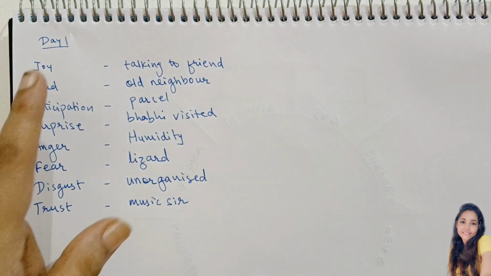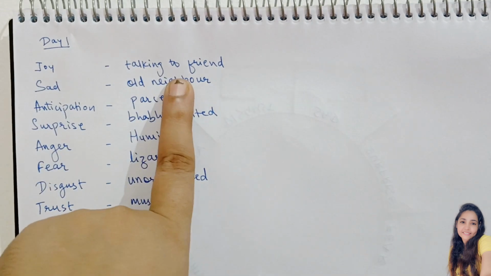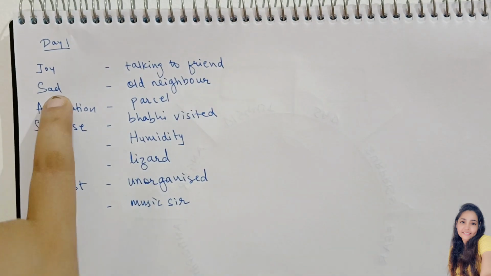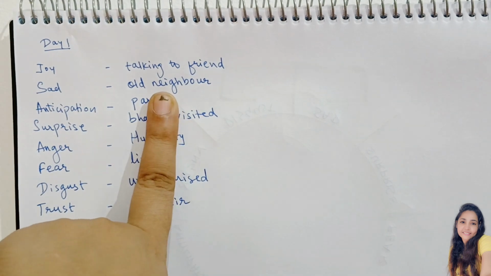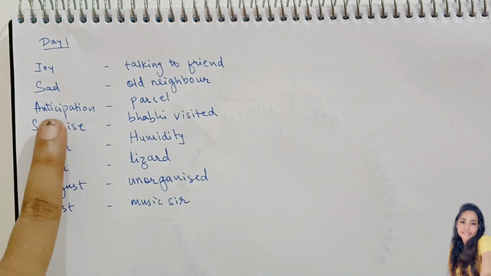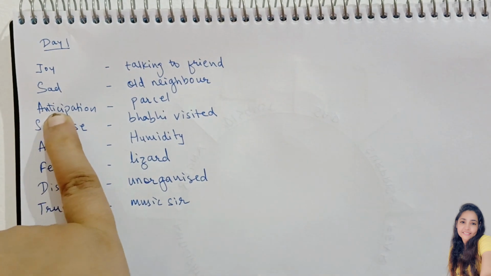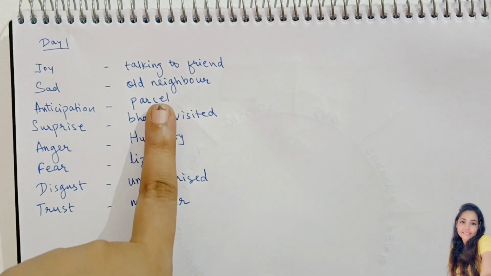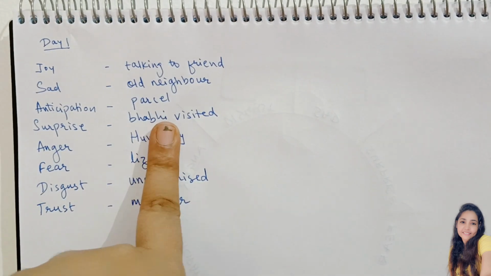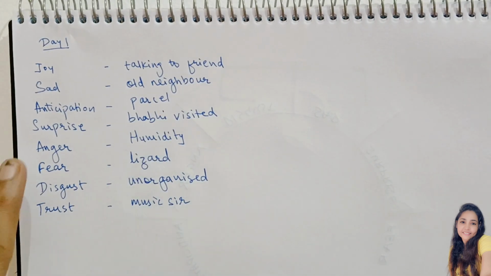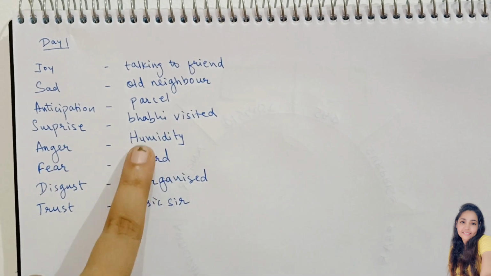Let me give you an example. So for today, for me, joy was talking to a friend. I was sad because I learned that one of my old neighbors is very, very ill. For me, the anticipation is the parcel that is going to arrive very soon. It was a surprise when my sister-in-law visited me this morning. I am angry because of the sudden warm and humid climate today.